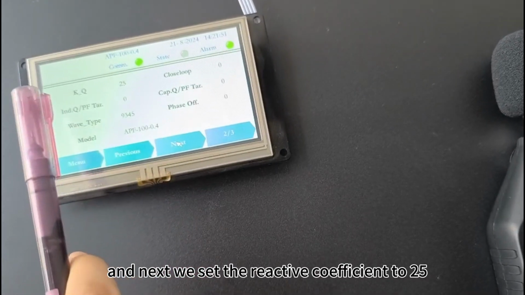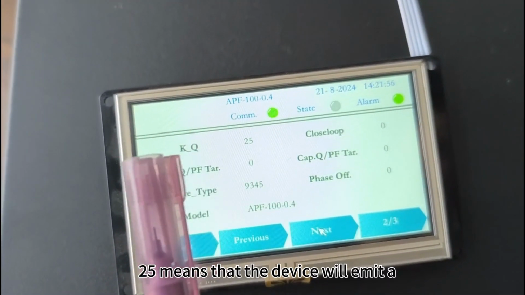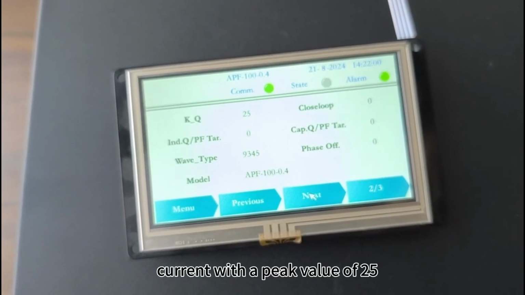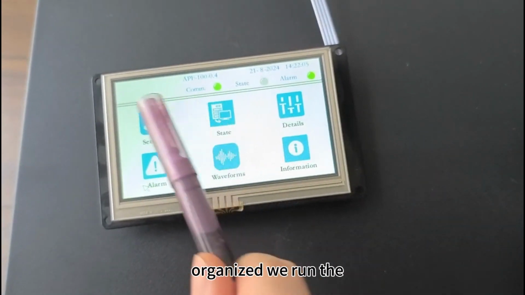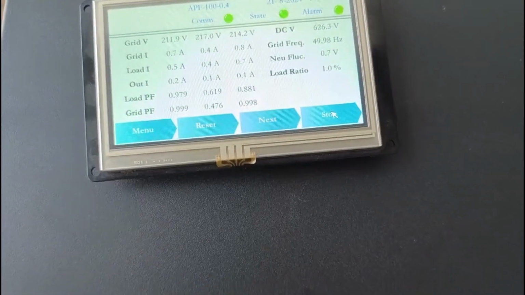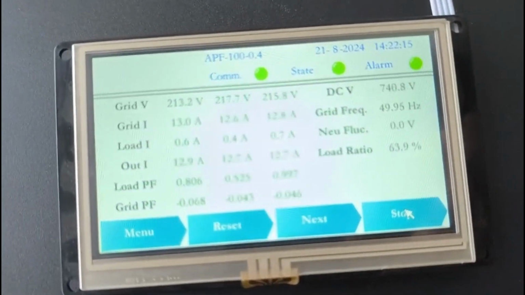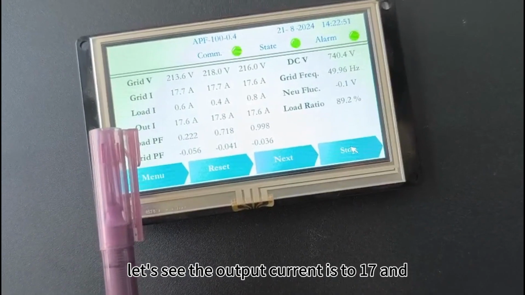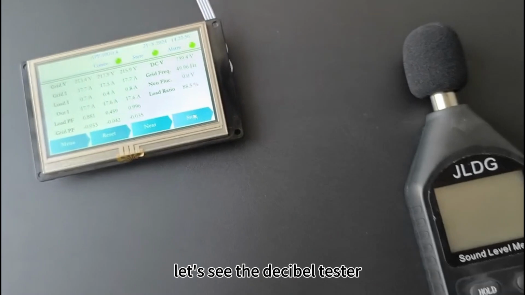And next, we set the reactive coefficient to 25. 25 means that the device will emit a capacitive reactive current with a peak value of 25. Okay, next we run the device. Okay, let's see, the output current is 17, and okay, let's see the decibel tester.